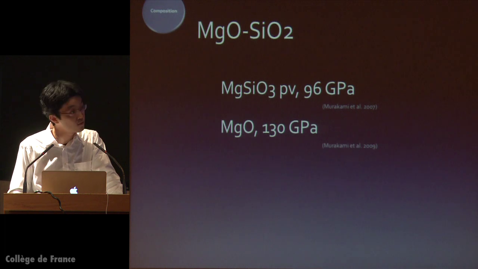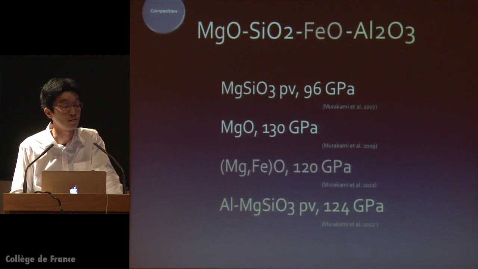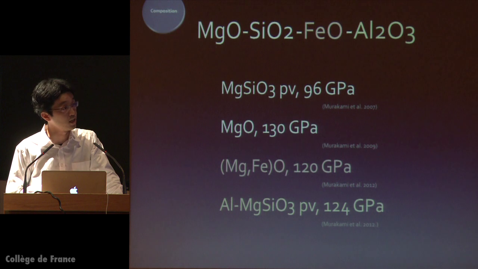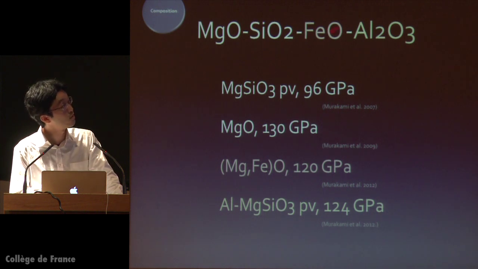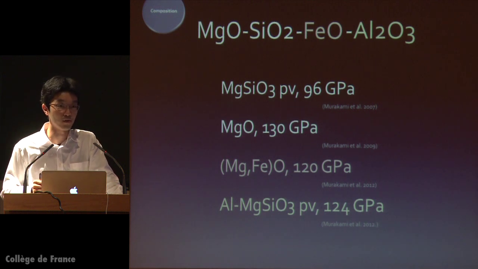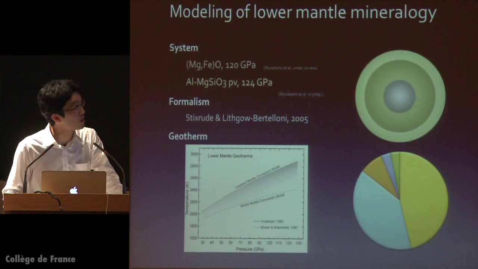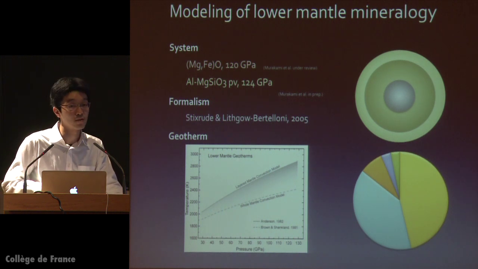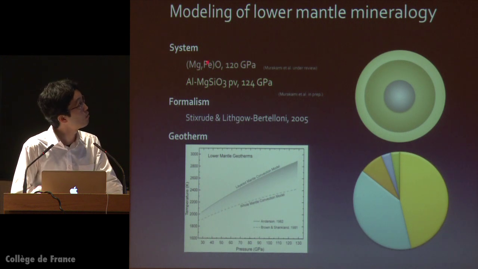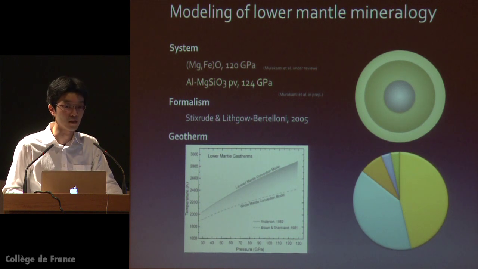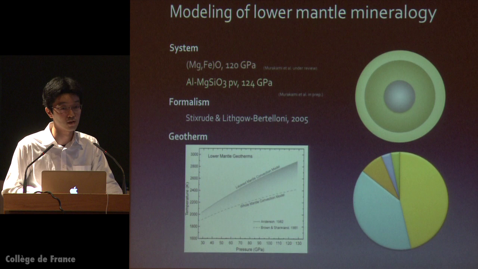So now we have sound velocity data of the lower mantle constituent minerals at the relevant pressure conditions, including the compositional effect in the system of MgO, SiO2, FeO, and aluminum, which enables us to put stronger constraints on the mineralogical model of the lower mantle. For the modeling, we calculated the shear wave velocity profiles along representative lower mantle geotherms in the chemical composition system of MgO, SiO2, FeO, and aluminum. And the calculation was made using the formalism proposed by Stixrude in 2005.